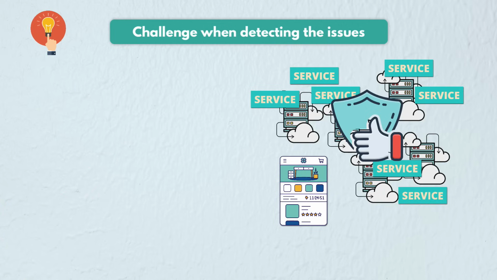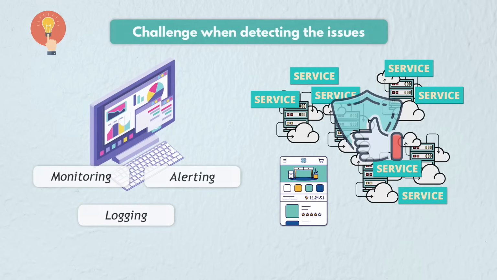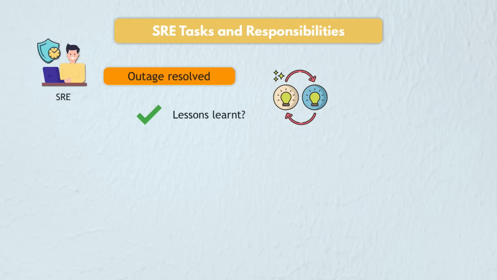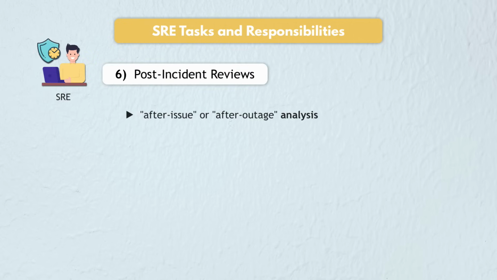So in this case, it's even more important to configure proper monitoring, logging, and alerting to overcome this challenge. Now, fixing an issue or an outage is not the end of the SRE team's work. We want to use that outage as a chance for lessons learned, and of course, avoid that this happens in the future. So a principle of SRE is to do what's called a post-mortem, which is Latin for after death. So in SRE terms, after-issue or after-outage analysis.